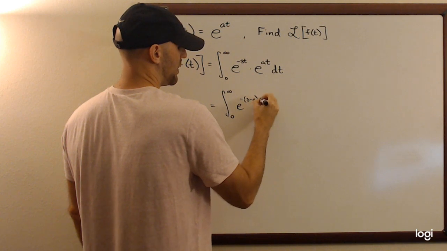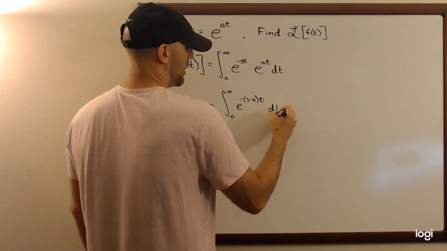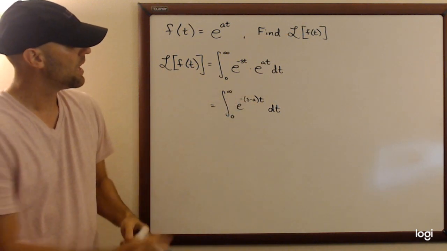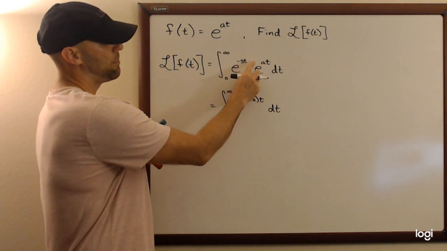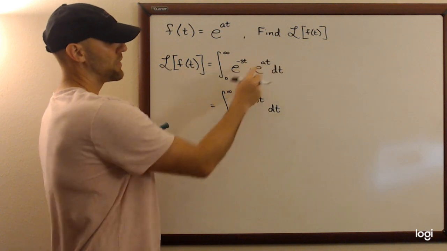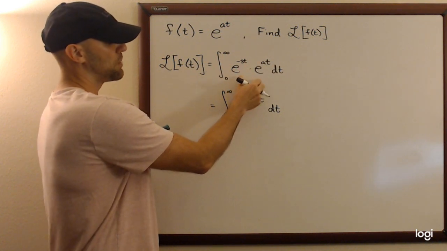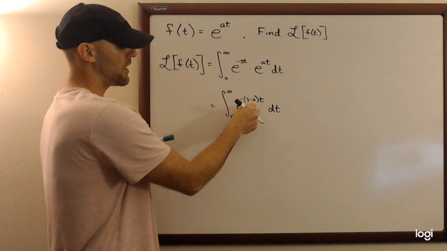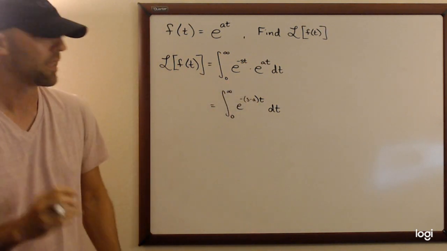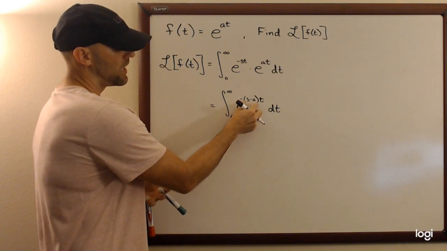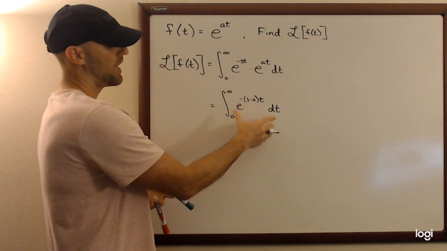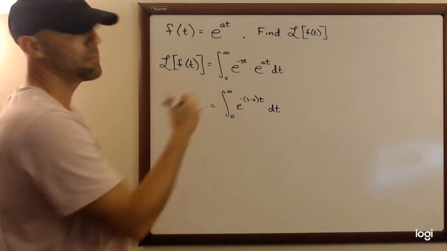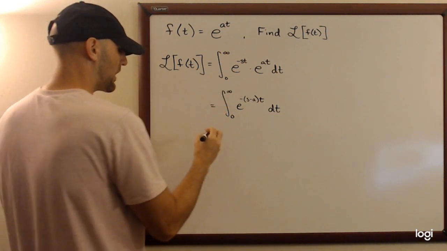So take a minute and convince yourself that this is equivalent to that, right? I would have had negative st plus at, factor out the t. That gives me negative s plus a times t, and then factor out the negative 1. I've got negative s minus a times t. Now remember, this is a constant, right? Negative s minus a, as far as this integral is concerned, is a constant, so I know how to integrate this. And it's an improper integral, so we're going to go ahead and look at a limit.